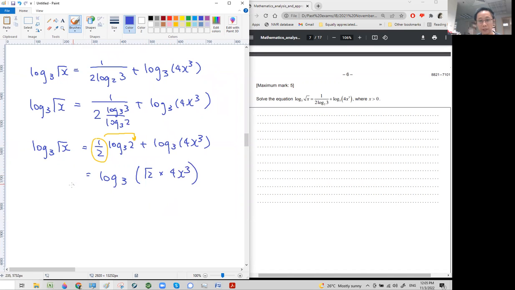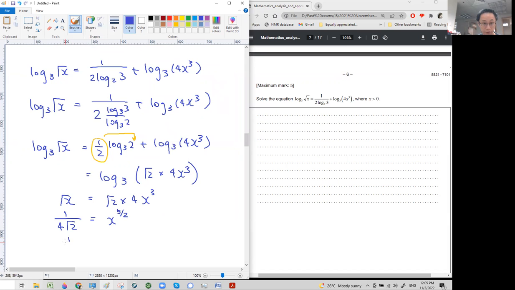And then now you have log base 3 equals to log base 3, so you can just take out both logs. So root x equals to root 2 times 4x cubed. And if you clean everything up, I think you end up with this. x cubed divided by root x, well, root x being x to the half, and then you subtract the powers. So the right side becomes this.